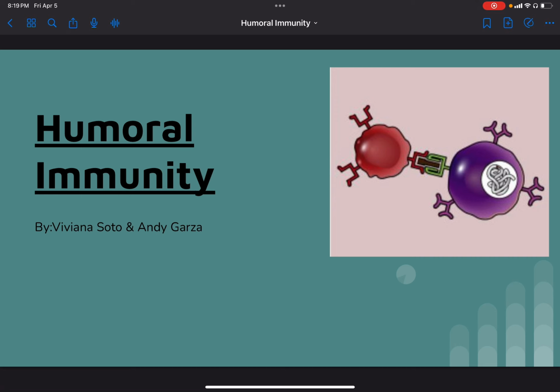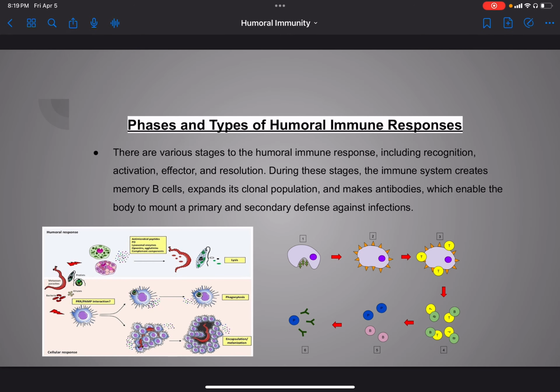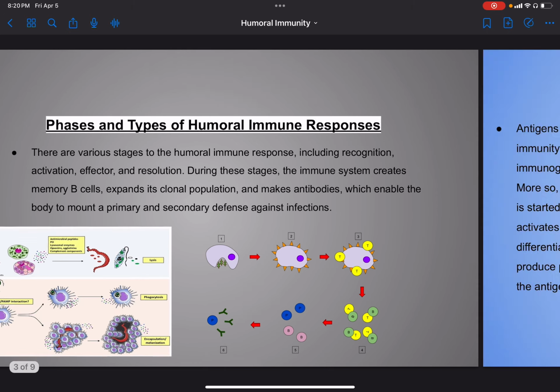So, without further ado, the topic for our group project is going to consist of humoral immunity. Going into chapter 7, what are the phases and types of humoral immune responses? There are various stages to the humoral immune response, including recognition, activation, effector, and resolution. During these stages, the immune system creates memory B cells, expands its clonal population, and makes antibodies, which enable the body to mount a primary and secondary defense against infections.